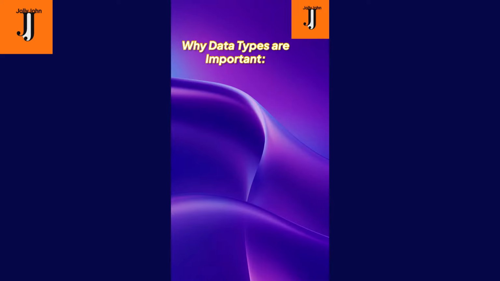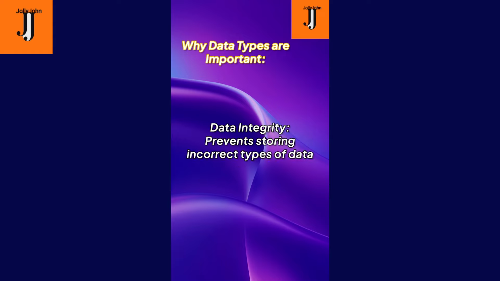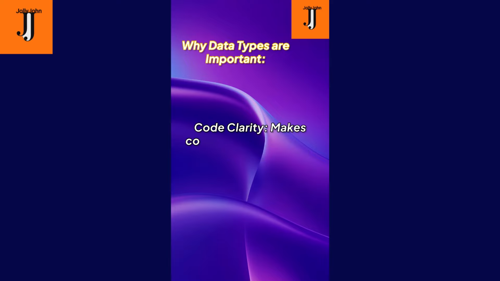Data types are important. What is the importance? Memory management. That means you can determine how much memory is required for particular data. According to that, you need to select the right one so that memory will not be wasted. Data integrity prevents storing the incorrect type of data. Code clarity makes code easier to read and understand so that we can store the data in proper order.